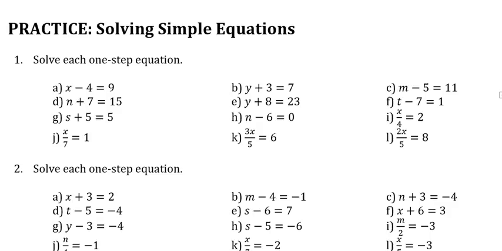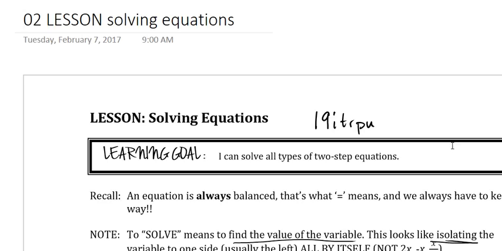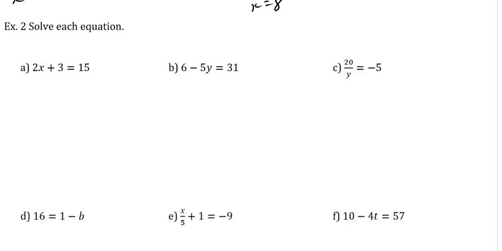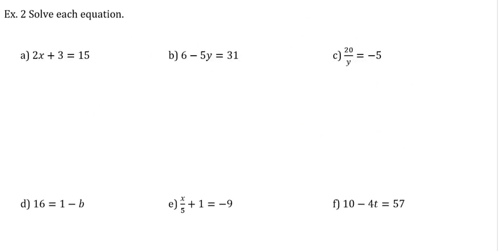Okay, finish up the one you're working on. Let's take a look at some slightly trickier ones. Okay, so that's fine, take another minute if you need to finish, and then back to the lesson, you can copy down this example. I'll zoom in a bit.